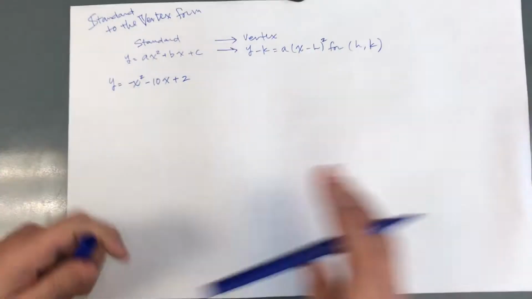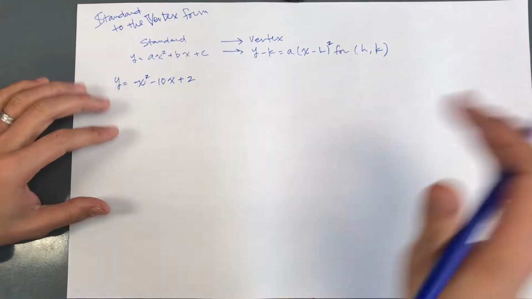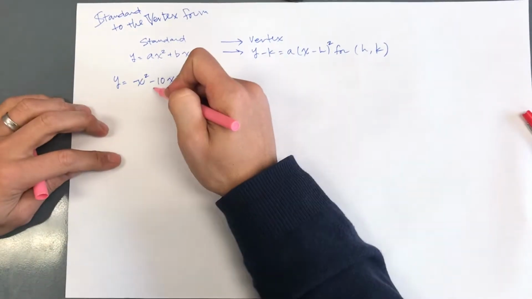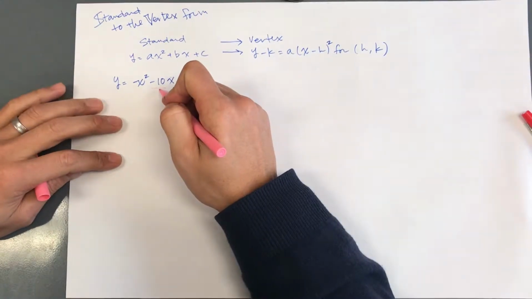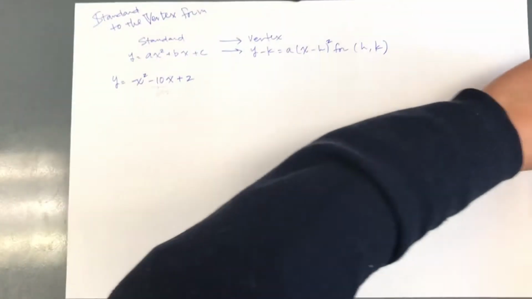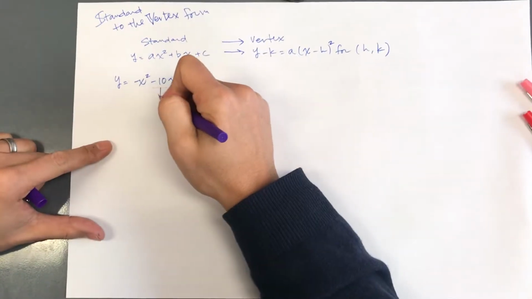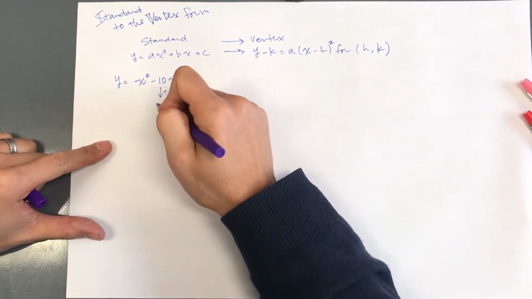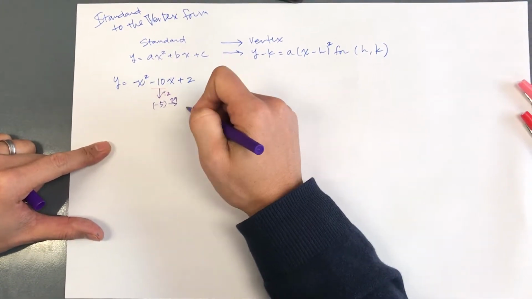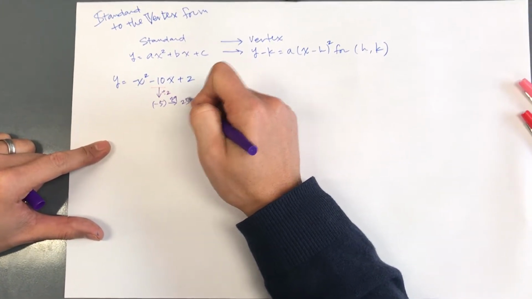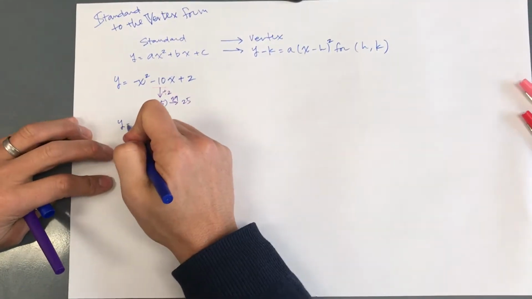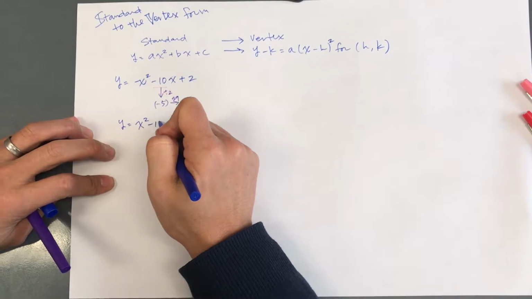The first thing you're going to do, well, the process is pretty much the same as completing the square. We look at the coefficient of x, which is negative 10, and divide by 2, which gives negative 5. Then square that number, and that's going to be 25. That's the number we're going to add to this equation, which is y equals x squared minus 10x.